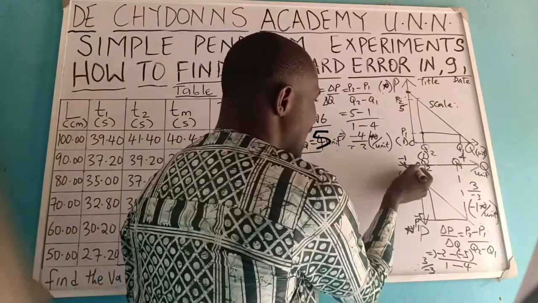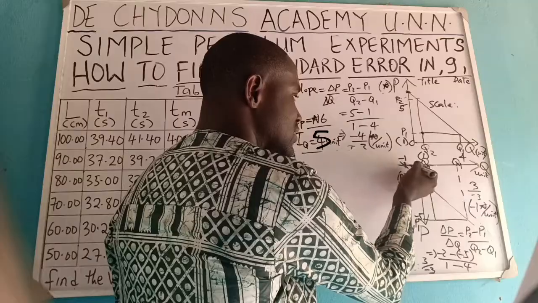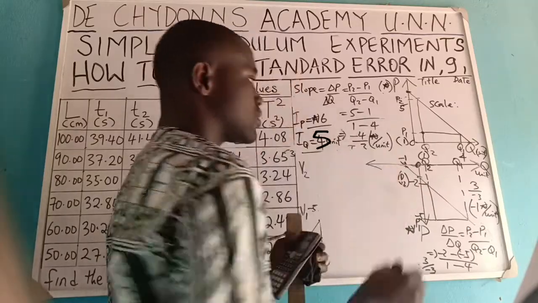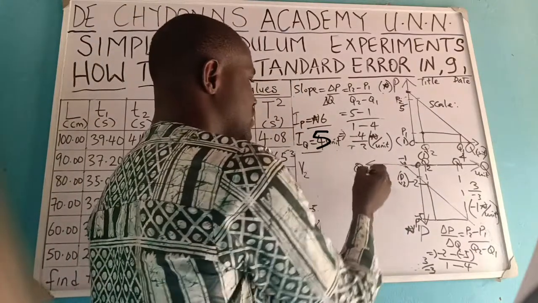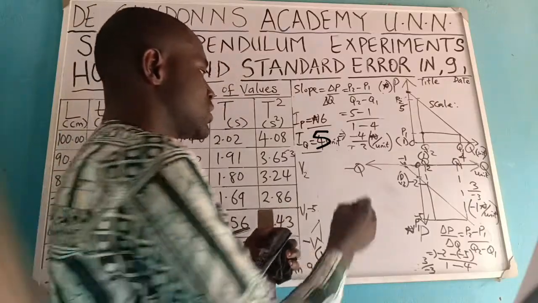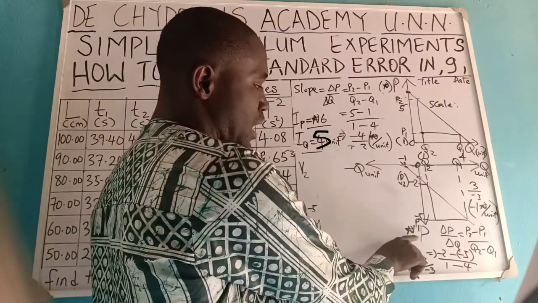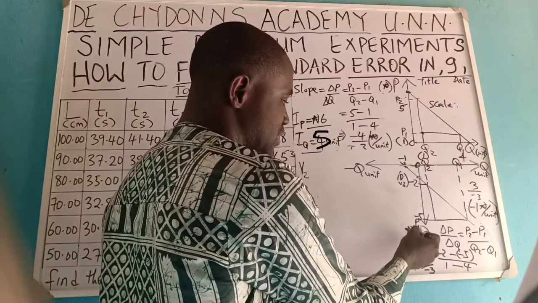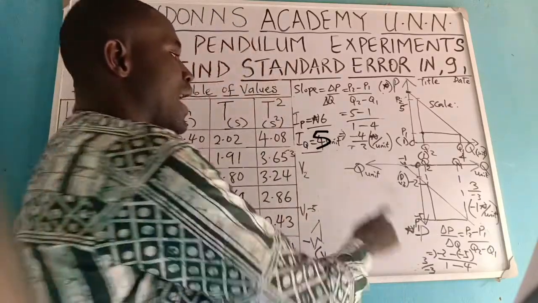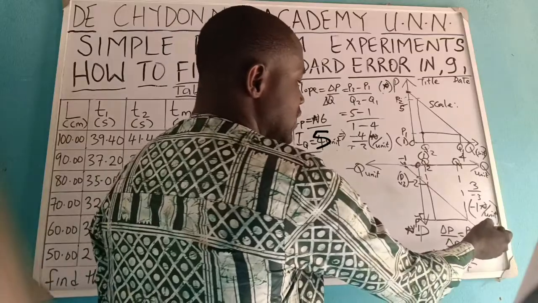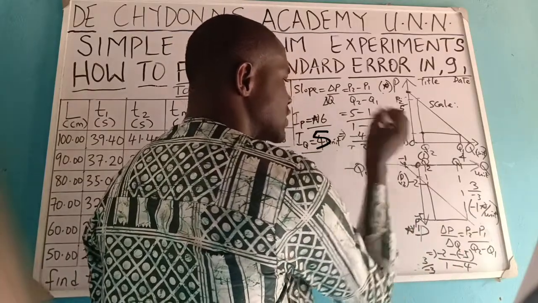So we extend this horizontal axis. This is still your Q axis, negative Q axis in unit. And this is negative what? P axis in unit, in naira. So when you extend it, this line of best fit should touch it.